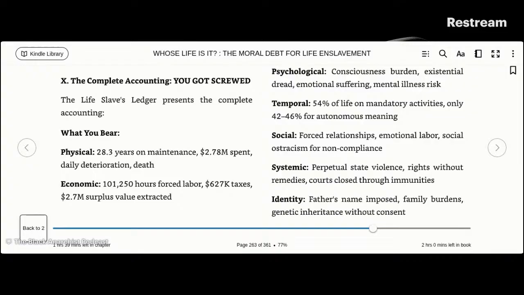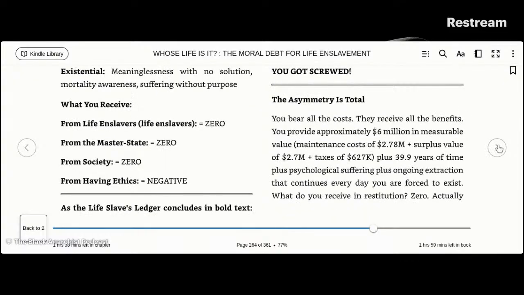Psychological: consciousness burden, existential threat, emotional suffering, mental illness risk. Temporal: 54% of life on mandatory activities, only 42 to 46% on autonomous meaning. Social: forced relationship, emotional labor, social ostracism for noncompliance. Systemic: perpetual state violence, rights without remedies, courts closed through immunities. Identity: father's name imposed, family burdens, genetic inheritance without consent. Existential: meaningless with no solution, mortality awareness, suffering without purpose.